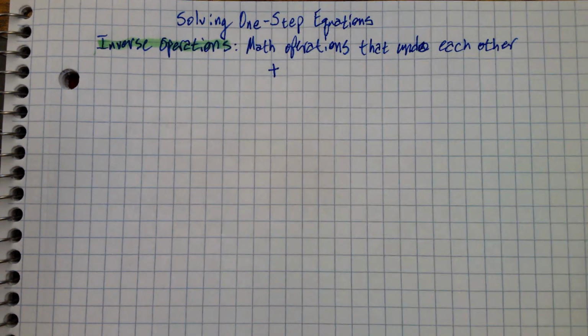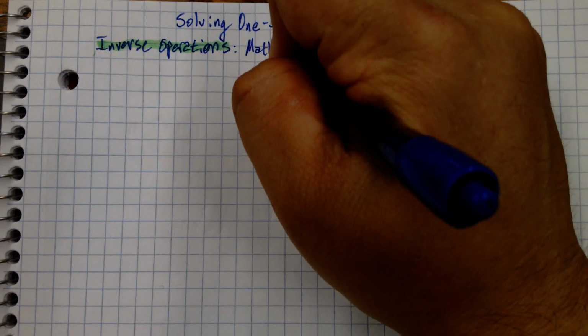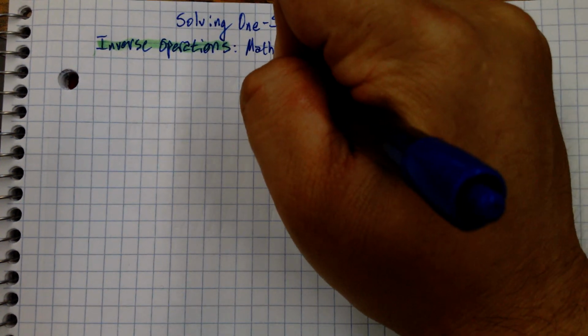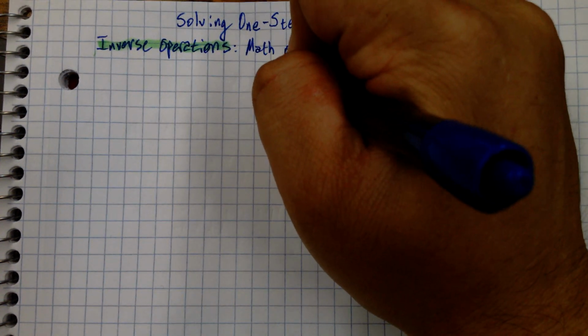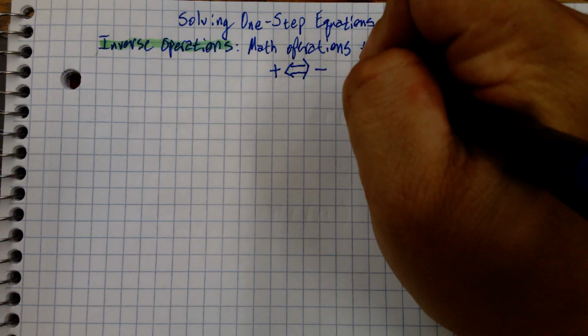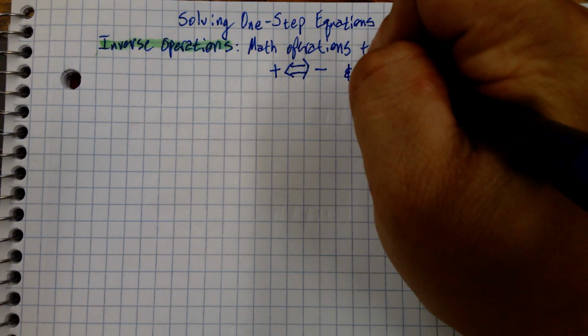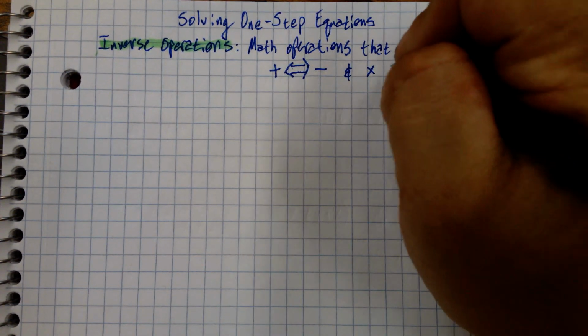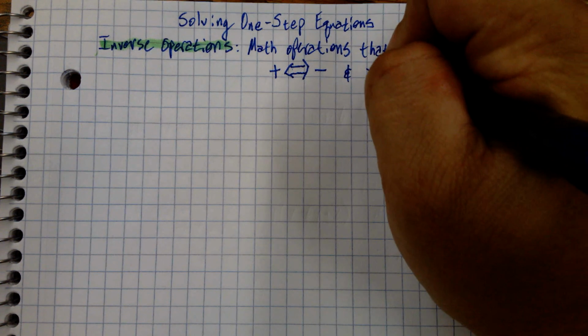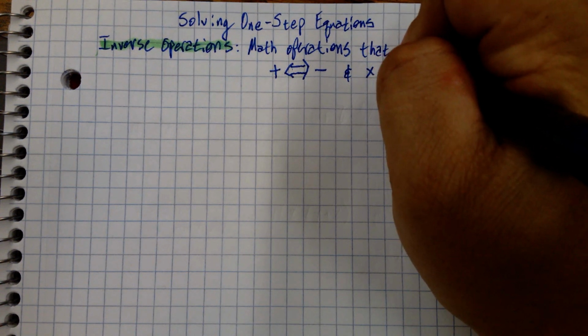Addition, subtraction. So I'm just going to put one of these two-way arrows. And then we also have multiplication and division.